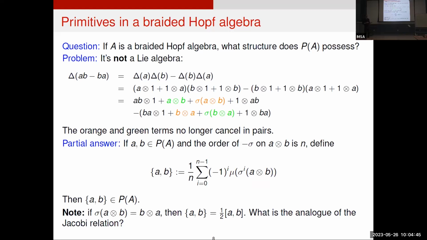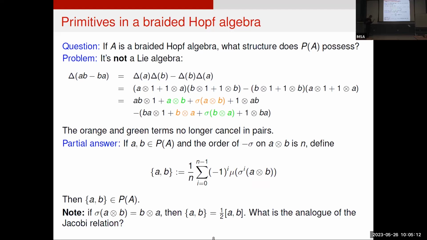There's a Jacobi relation in normal Lie algebras. Is there a Jacobi relation here? I don't know. I think it's going to be insanely complicated to write down. So we're starting to see there's some structure to the primitives, but we don't really know what it is, and it's sort of stressful because I don't know what to ask of it.